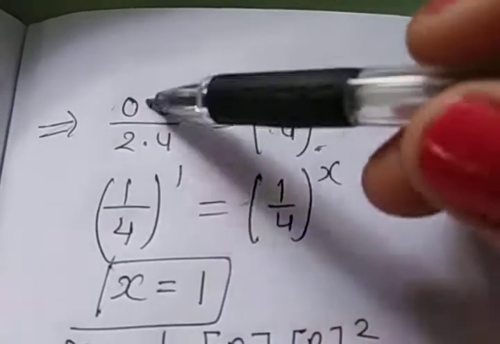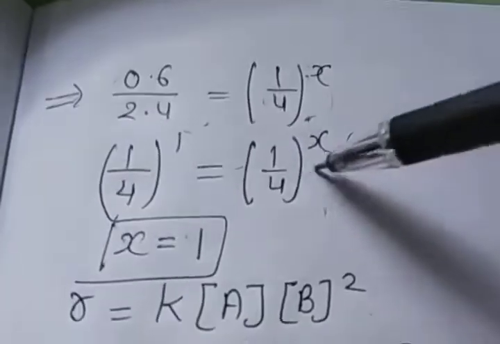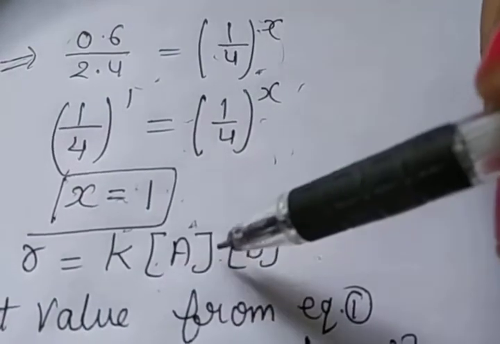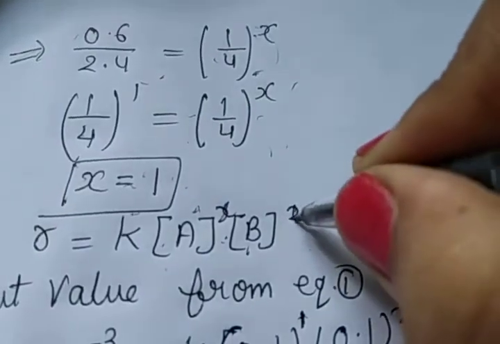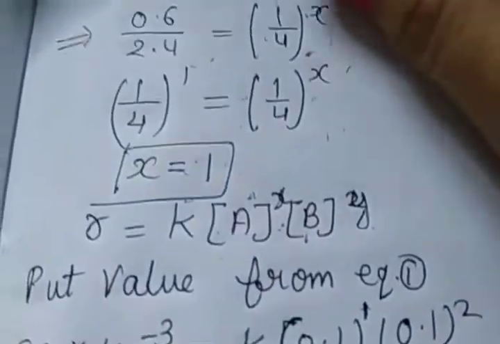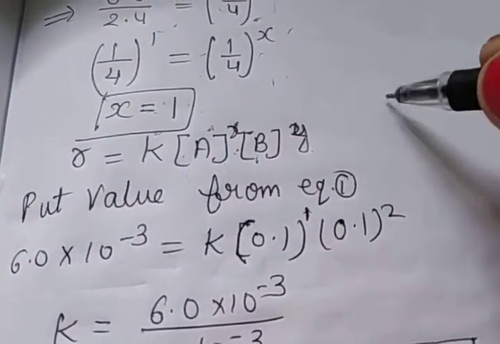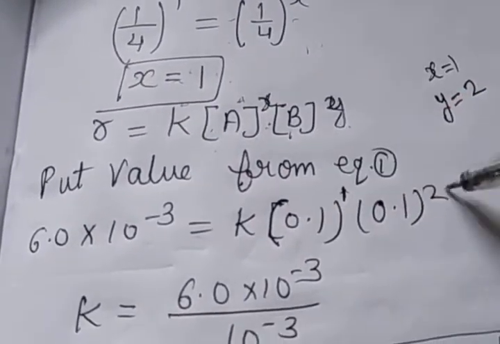So both values are equal: 0.6 divided by 2.4 is 1/4. So (1/4)^1 and (1/4)^x. So x value is 1. So y value is equal to 2 and x value is equal to 1. So the rate of reaction formula is r = k[A]^x[B]^y. Clear? So A power 1 and then B power y, which is 2.